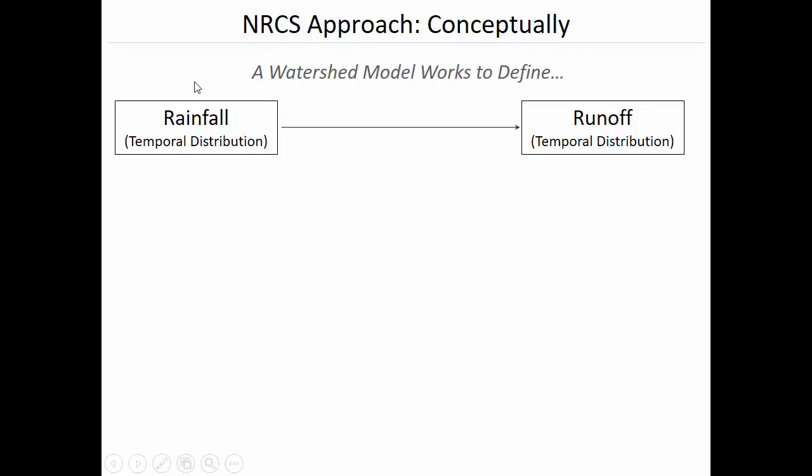And so the rainfall temporal distribution, if we know the depth of rainfall, so maybe a 24-hour storm and a 100-year return period would have a depth of, let's say, 5.6 inches. We could use the SCS rainfall distribution to tell us during a 24-hour period how that depth translates into intensity. And then when we have the intensity, we can put it through a model that is going to give us the runoff as a result. Any questions so far about what the NRCS method is trying to accomplish?